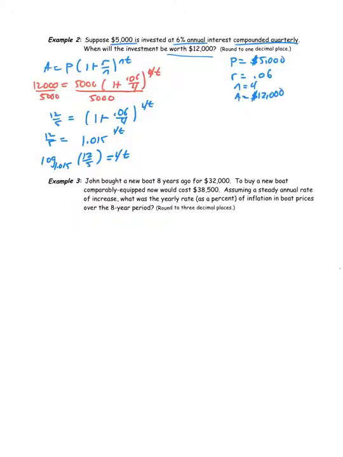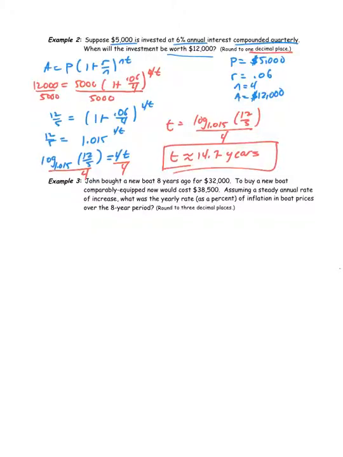And finally, to isolate t, I need to divide both sides of the equation by 4. So that means that t is equal to log base 1.015 of 12 over 5, divided by 4. And if you enter that into your calculator, you'll find that t is about 14.7 years. We were asked to round to 1 decimal place. So that's how long it'll take for $5,000 to grow to $12,000 under these conditions.